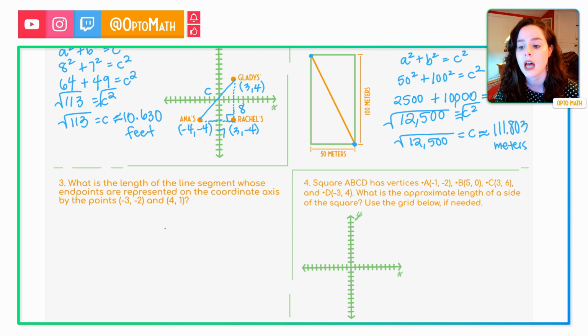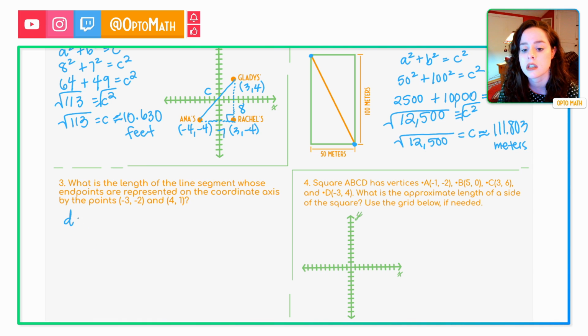What is the length of the line segment whose endpoints are represented on the coordinate axes by the points -3, -2, and 4, 1? Okay, since this doesn't give us a graph, this might lend itself a little bit better to the distance formula. I personally would always rather use the Pythagorean Theorem when I'm thinking about it, but again, they're really the same thing, so it doesn't really matter. But I will work this from the distance formula just to show you that some more.